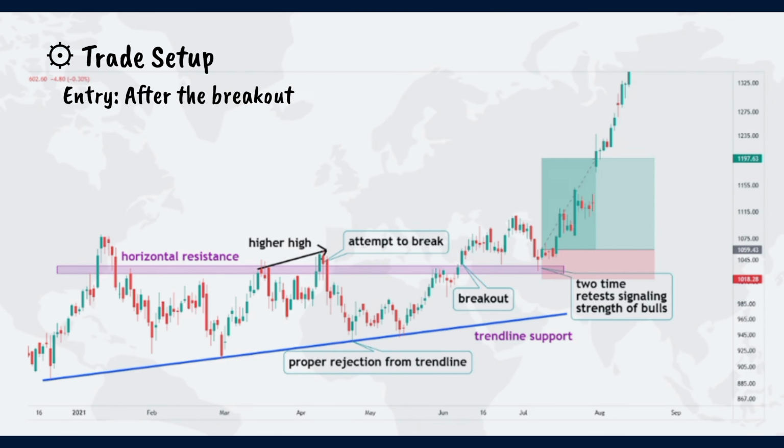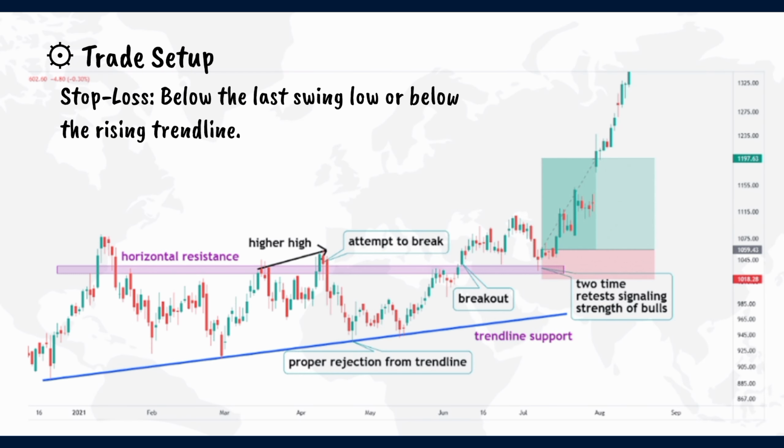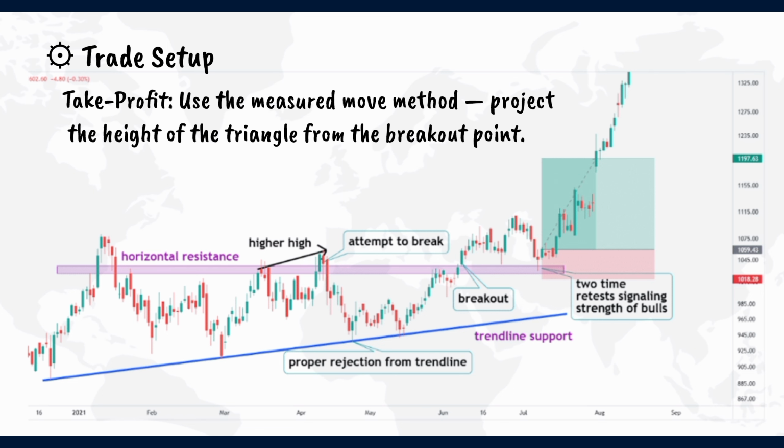Trade setup. Entry: after the breakout and retest confirmation. Stop loss: below the last swing low or below the rising trend line. Take profit: use the measured move method, project the height of the triangle from the breakout point.